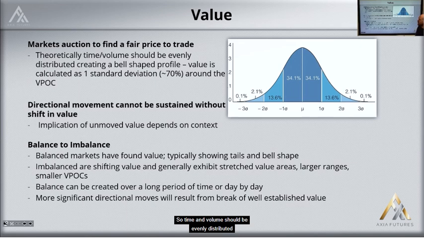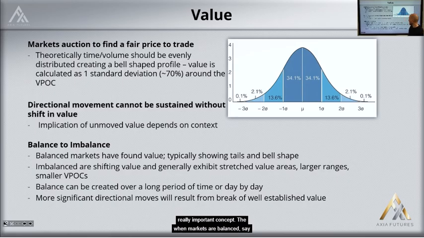So time and volume should be evenly distributed, theoretically. And your value area comes from the middle 70%, as we've already talked about. As a result, you can't sustain movement without shifting value, as we've already talked about, and markets will move from balance to imbalance. This is a really important concept.